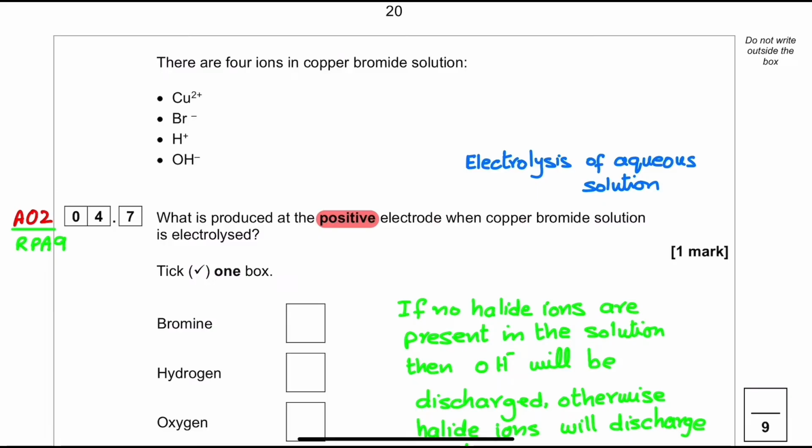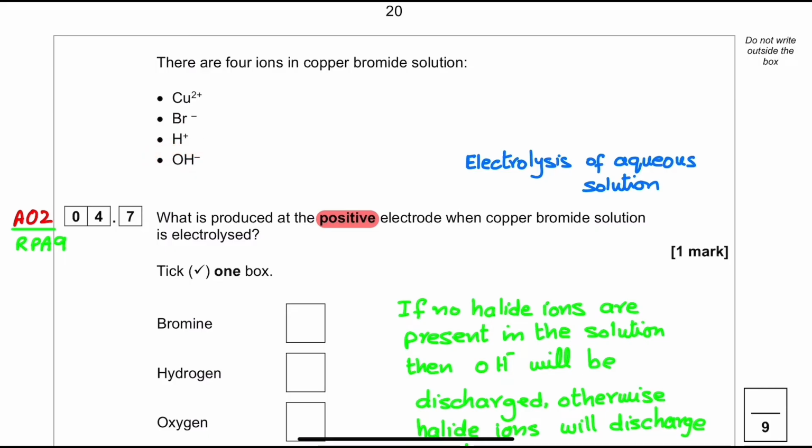The rule is, if no halide ion is present in the solution, then the OH will go towards the positive electrode. We know that bromine belongs to group number 7 and it has a negative charge. It will go towards the positive electrode. As long as it is present in the solution, OH negative will not be discharged.